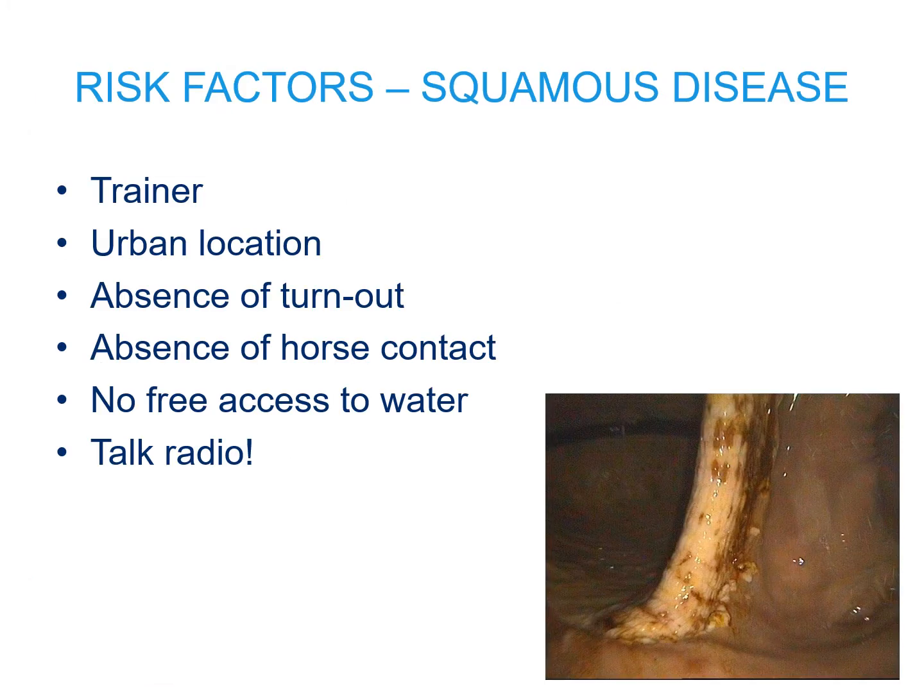So we know that there are a number of different risk factors for gastric disease. If we look at the top portion of the stomach for squamous disease, we know that horses kept under certain trainers or certain managers will be more likely to get disease because of the way they're managed. Horses that are kept in an urban location, not really a problem in the UK so much. If horses aren't turned out, they're more likely to get squamous disease. If they don't have contact with other horses, they're at greater risk, and it doesn't really happen. But if they don't have ad lib access to water, they're at higher risk. One study actually interestingly showed that horses that listen to talk radio are at greater risk of squamous disease, so they much prefer to listen to a bit of music.